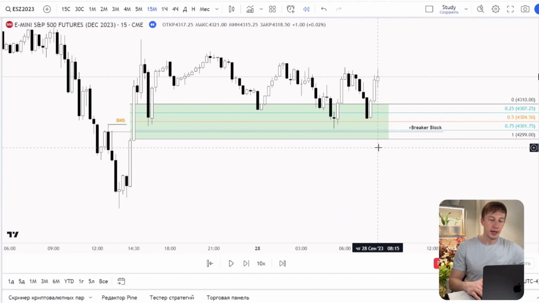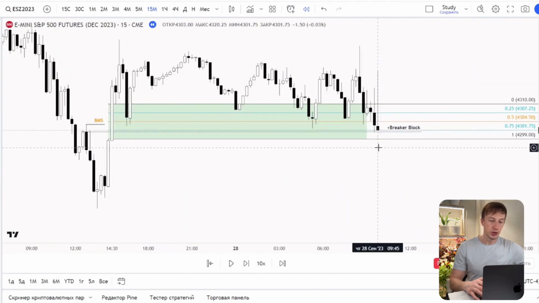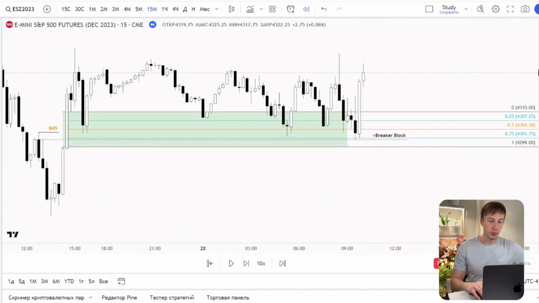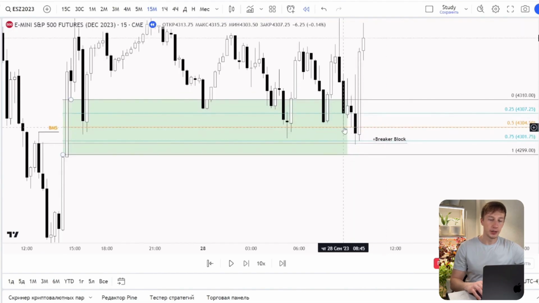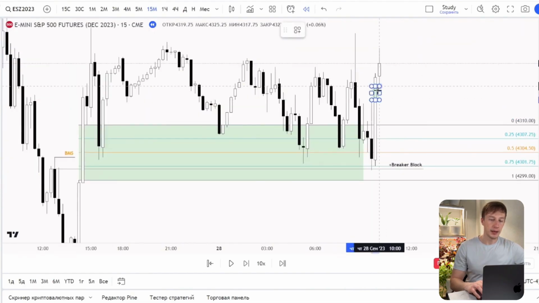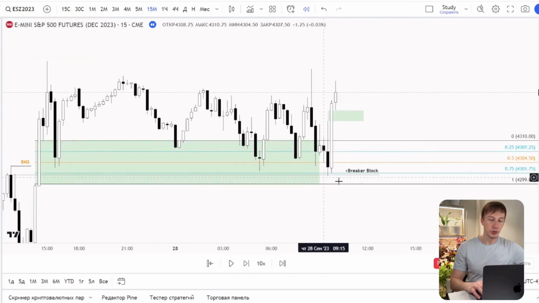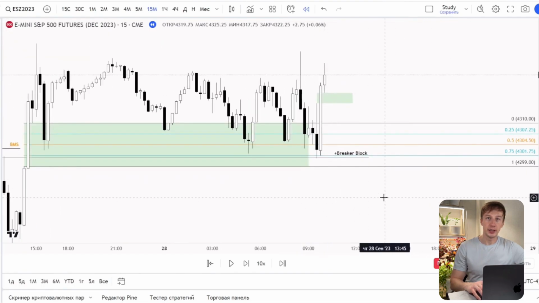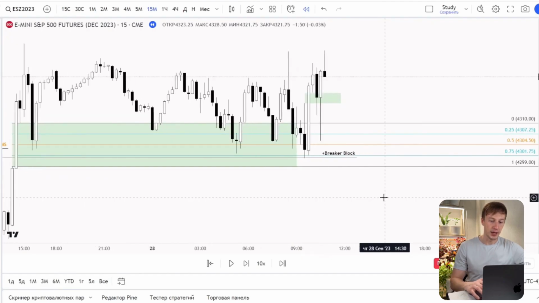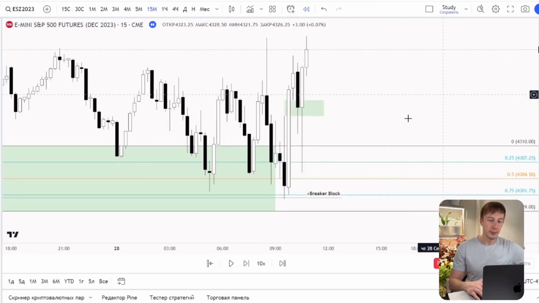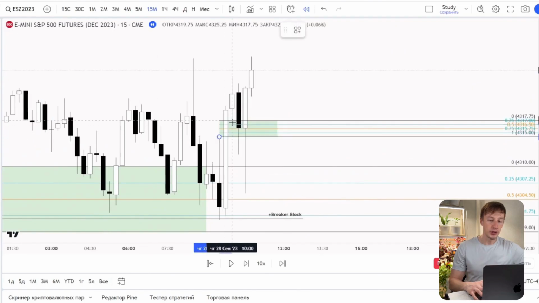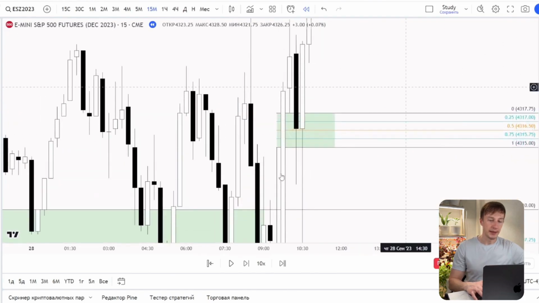Then the price comes back again, dips slightly lower but reaches the level of the breaker, right up to the breaker, as if that's exactly where it needed to go. After that, an impulsive upward move begins. This is already the New York session around 10 a.m., which is basically the London close. Notice how strongly the price respects this imbalance. It does not even go below the 0.5 level. This can't be a coincidence.